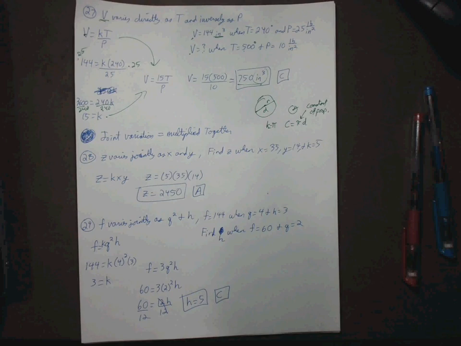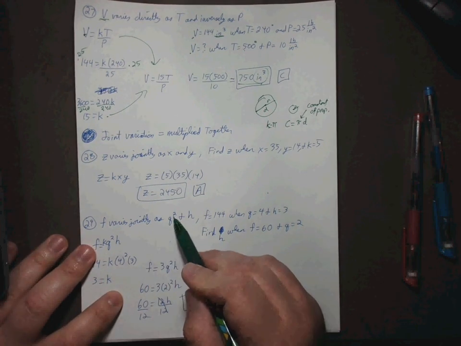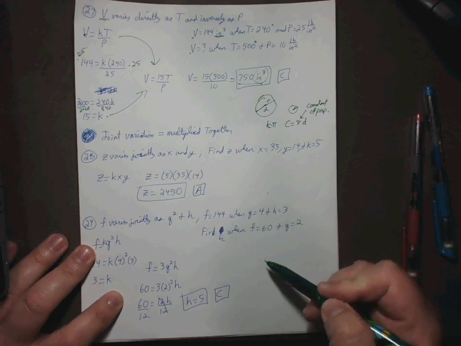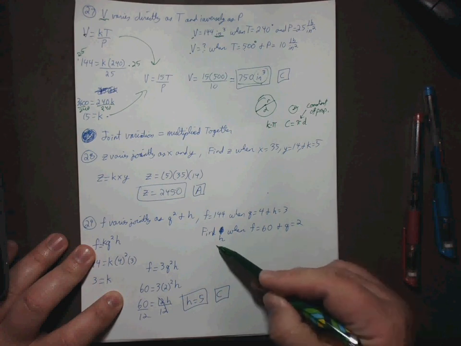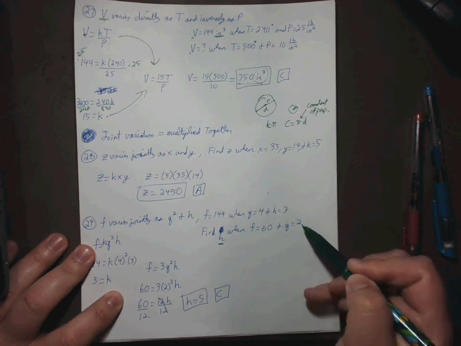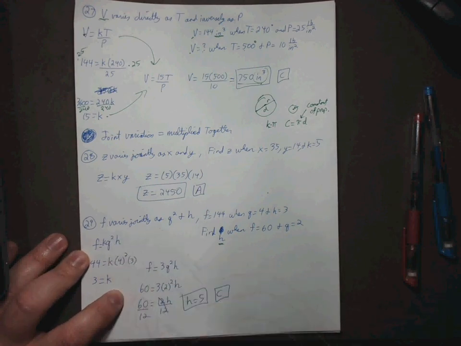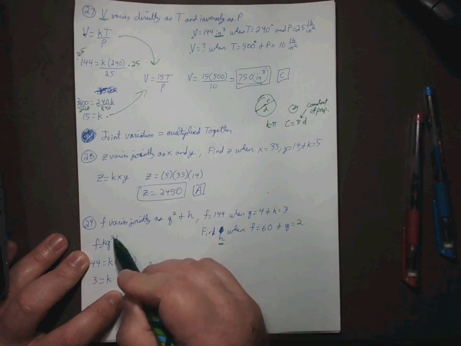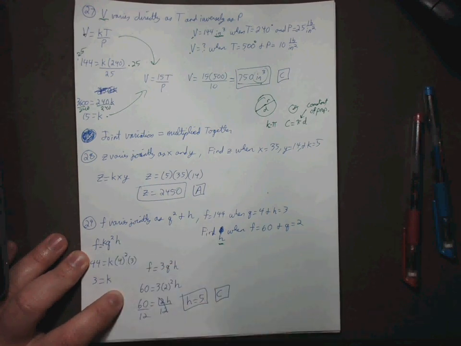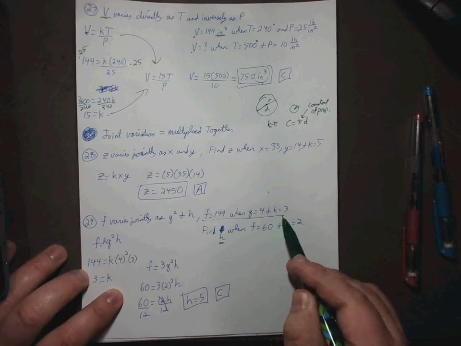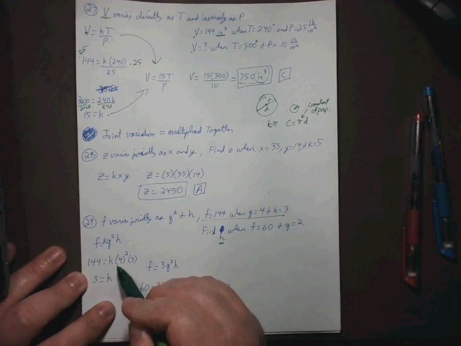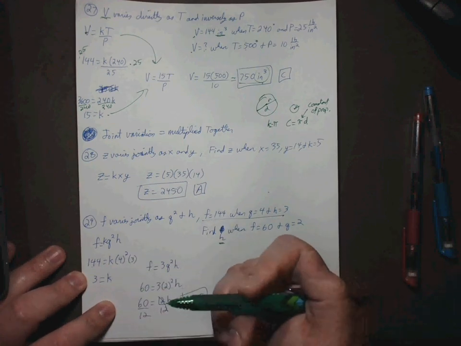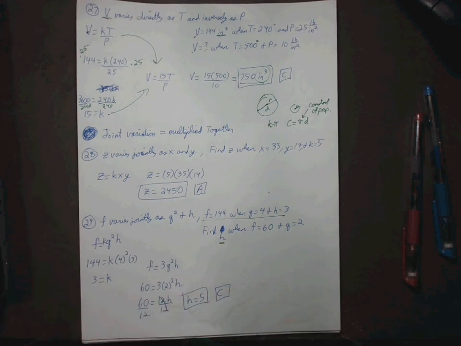All right. 29. F varies jointly as q squared and h. F is 144 when q is 4 and h is 3. Find h. Remember, watch what it's looking for. You're looking for h when f is 60 and q is 2. First thing is, write your formula. Varies jointly as q squared and h. You're going to multiply them together, and then you have your constant in the front. All right. You plug in these values to find k. 144 equals k times 4 squared, which is 16, times 3. And when you work that out, you divide that, you get k is 3.